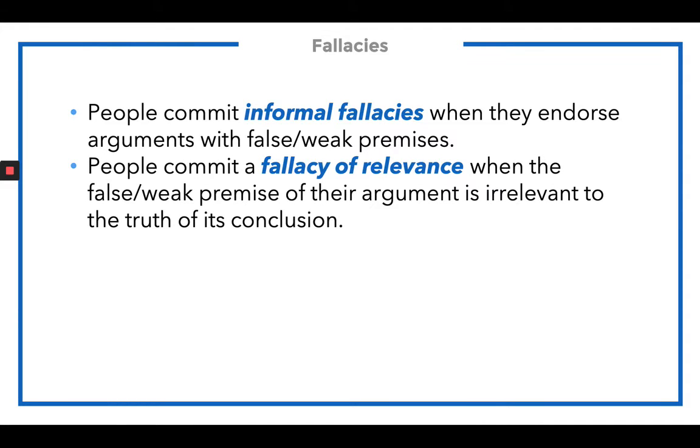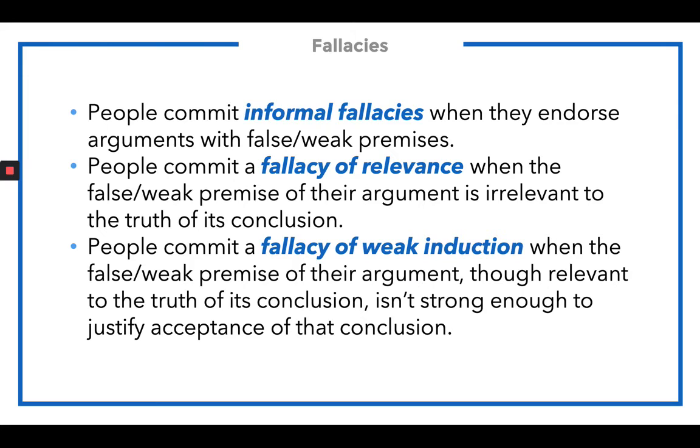Last time we looked at fallacies of relevance. Fallacies of relevance occur when the false or the weak premise of the argument is maybe not utterly irrelevant to the truth of the conclusion, but it just doesn't really bear on the truth of the conclusion. Today we're going to look at fallacies of weak induction. A fallacy of weak induction occurs when the false or weak premise of the argument, though relevant to the truth of the conclusion, isn't strong enough to justify acceptance of that conclusion. So, unlike the fallacies of relevance, fallacies of weak induction are arguments where the premises are relevant to the conclusion, they're just not strong enough to justify it.